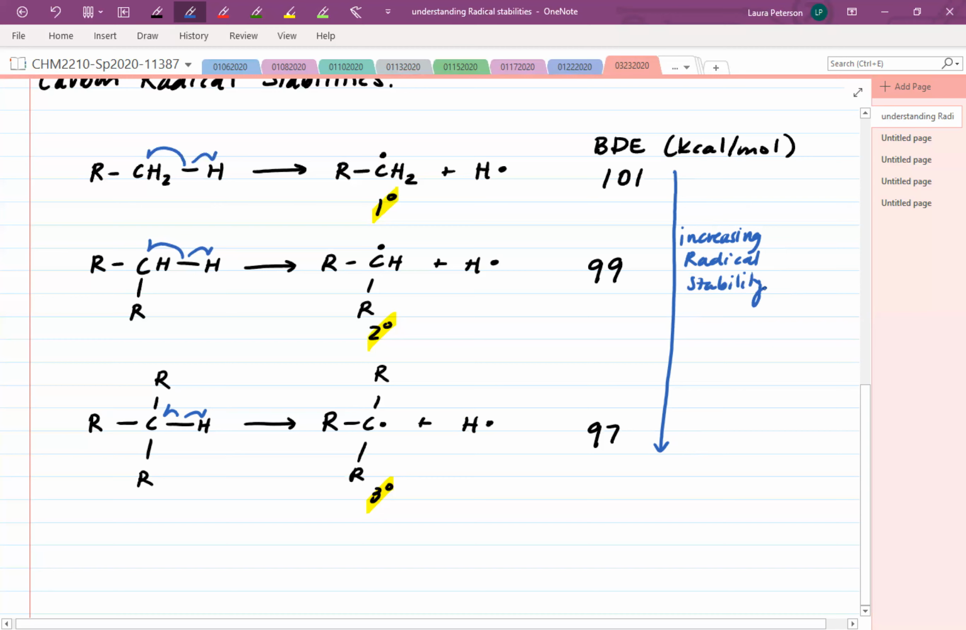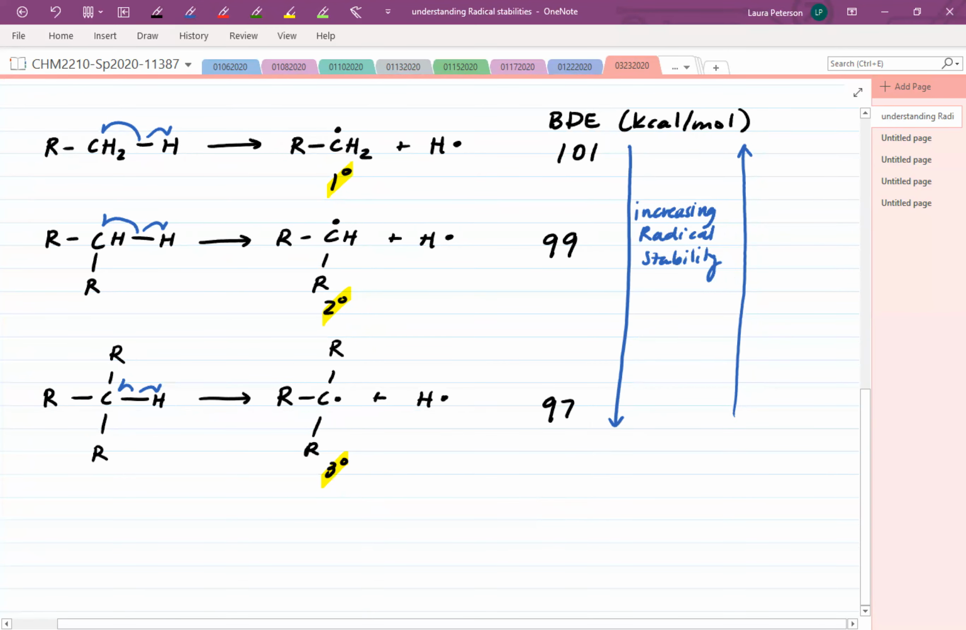Okay, and then we could also make a note about bond strength. As we go up, remember that is inversely related to radical stability. So as we increase BDE, we increase bond strength. And so as we go up, we're increasing bond strength. So the primary carbon-hydrogen bond is a stronger bond than the secondary. The secondary is stronger than the tertiary.